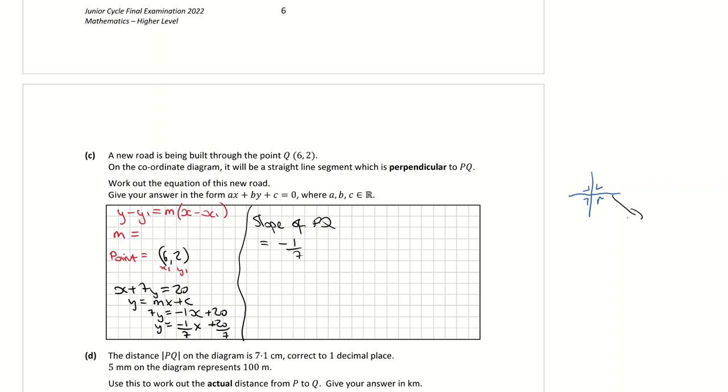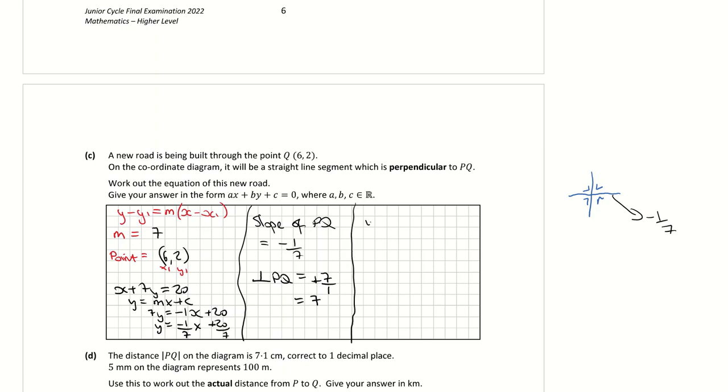Now that's that line. The slope of the line perpendicular to it, if you remember how to find perpendicular slopes, so I'm just going to use my symbol for perpendicular, is equal to flip the fraction, so it becomes 7/1. And I changed the sign to a plus. So it's now plus 7/1, which is basically the same as just 7 because 1 divides into 7 seven times. So the perpendicular slope to minus 1/7 is positive 7. So that's my slope for my new equation of the line.